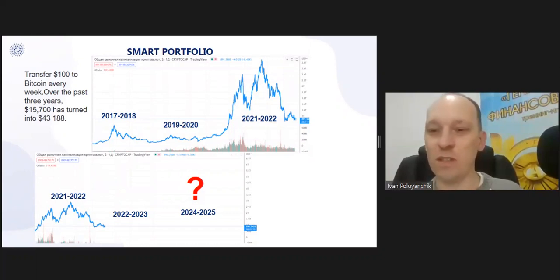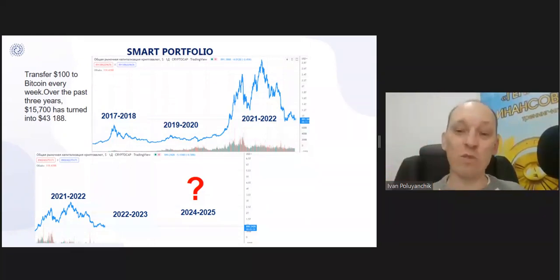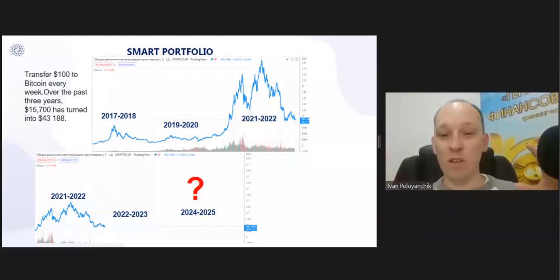Someone says that according to the forecasts, by 2025, the price of Bitcoin would be 350,000 US dollars. Imagine how much your smart portfolio will cost, and other cryptocurrencies. Bitcoin actually only drives the trend. So the next slide, please.